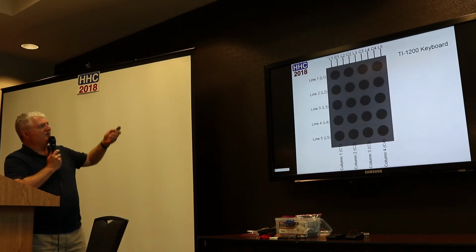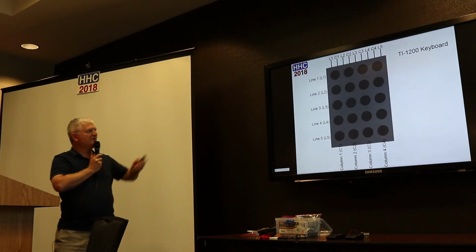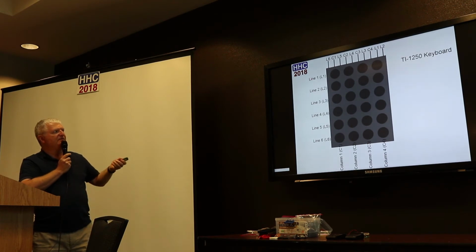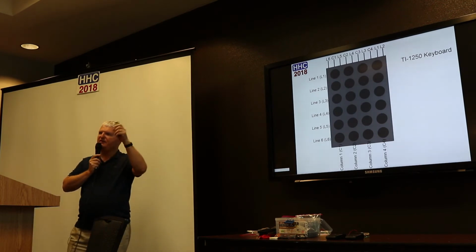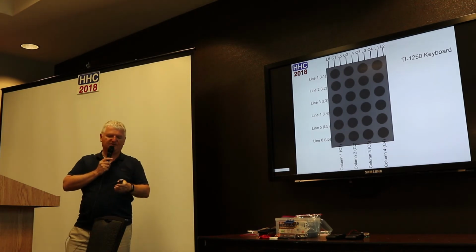So the keyboard for the 1200 is 5 rows and 4 columns. So you have all the lines on top labeled. For the 1250, there's one more. And they're not in the same order. So again, I have a defined area in the program that tells you which keyboard you used.